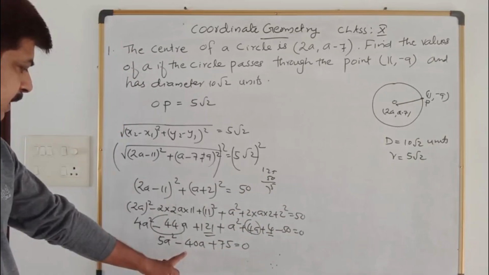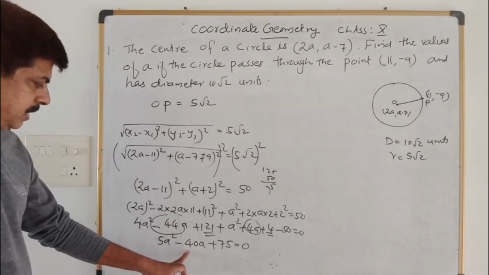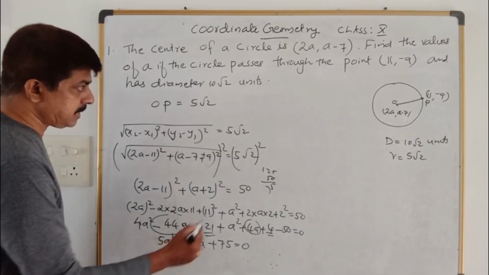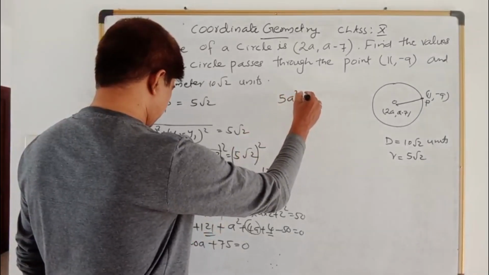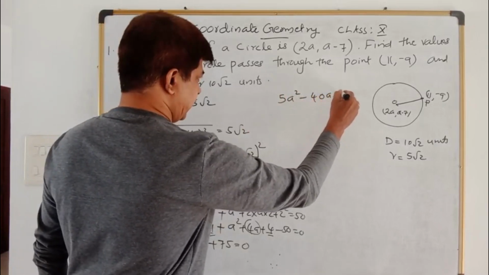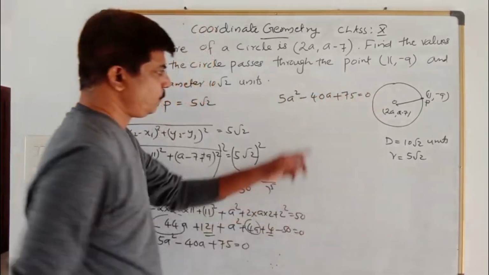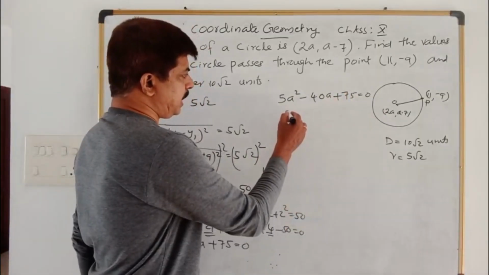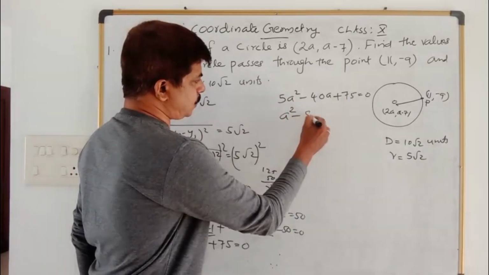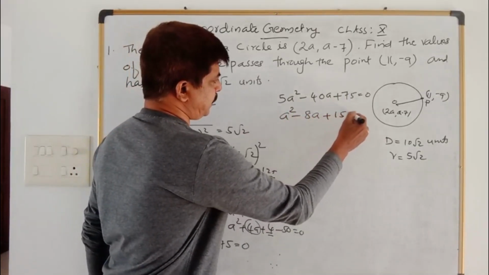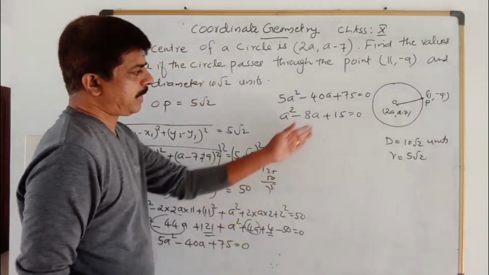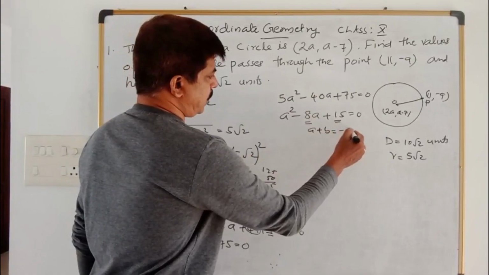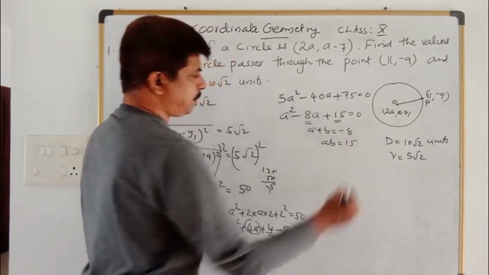Before we find the roots by the factorization method, let us simplify. We have the equation 5a square minus 40a plus 75 equal to 0. Since each term is divisible by 5, let us simplify by dividing by 5. So a square minus 8a plus 15 equals 0. Here we can solve by the factorization method: think of two numbers whose sum is negative 8 and product is 15.